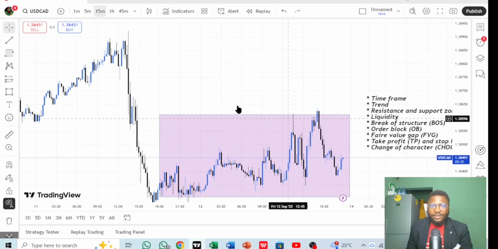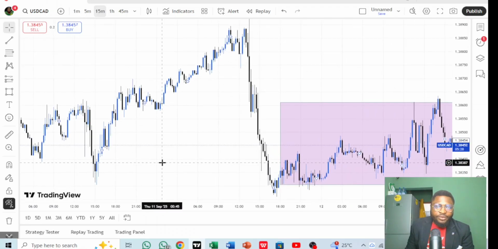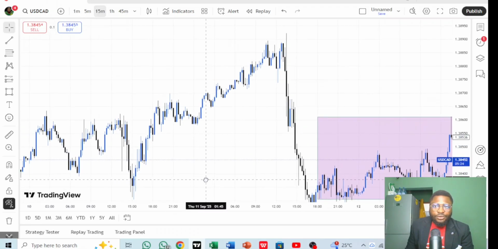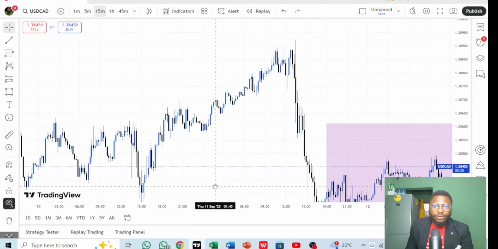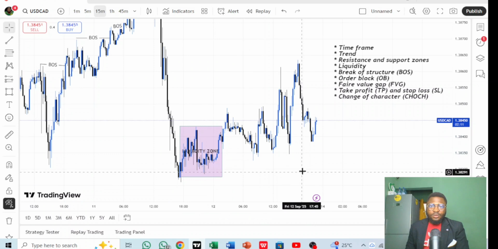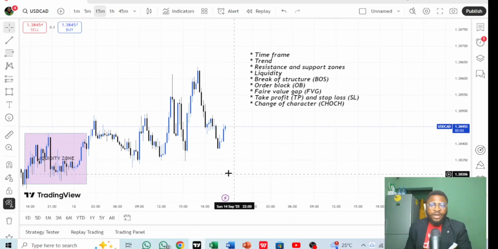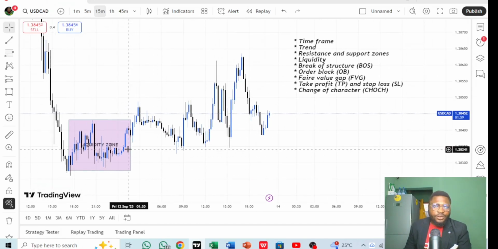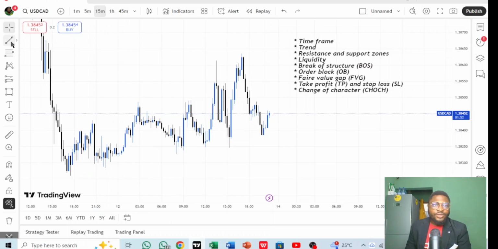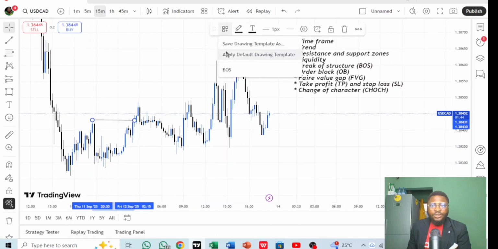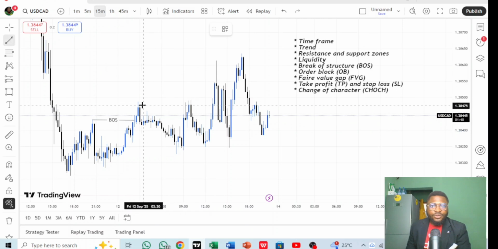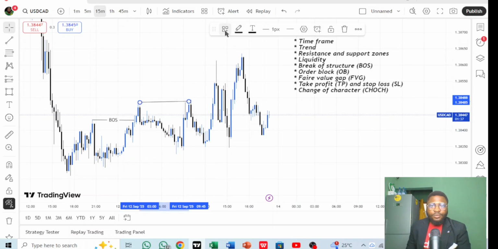What I will do is point out the last break of structure that we had. I want to take a trade, and it is a buy, not a sell. So from here, let me just remove this. We have this break of structure as well, this break of structure here, and this other break of structure here. Mark them out so that you know the direction of the market.